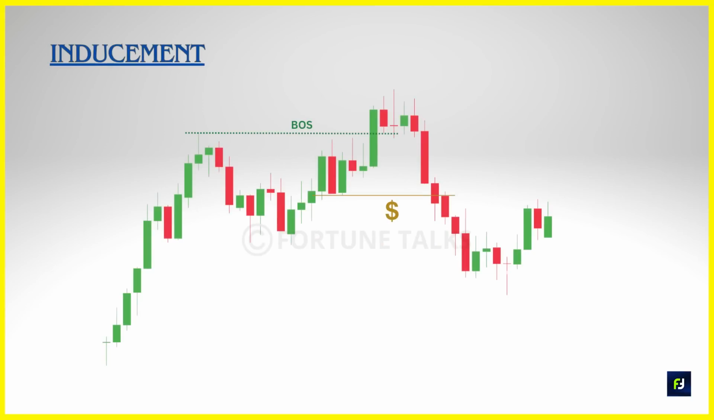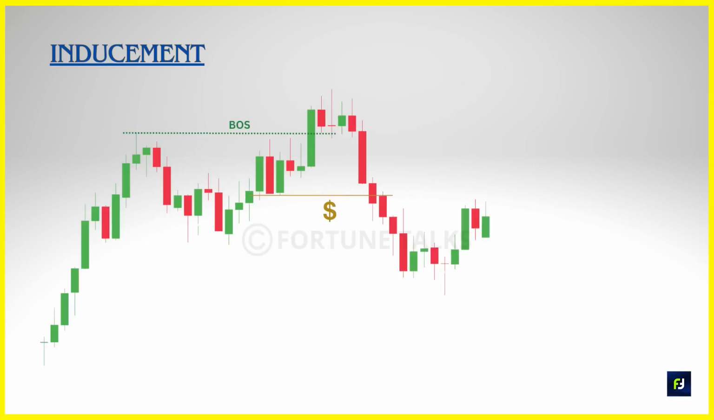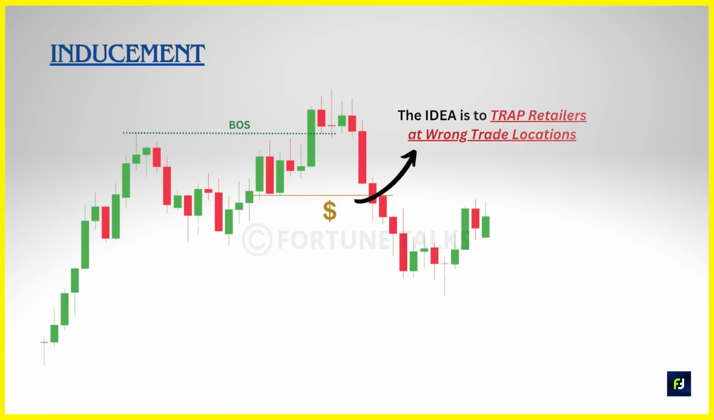So let's get started. Now there are different ways in which you can define an inducement. But I would like to think of inducements as an area or level where retail stop losses can be hunted, or simply think of it like a trap in the charts. The proper definition of inducement is that inducement is an area of deception where most traders believe it is the correct and right time to enter a trade, leading them to take wrong decisions at the wrong locations and in the wrong direction. So the idea of an inducement level is to induce or persuade traders to buy or sell at the wrong location, thereby leading them to a trap.